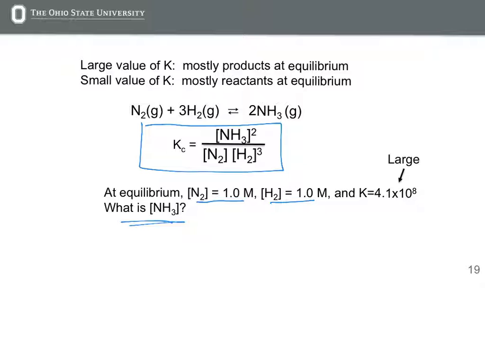And in order to solve that problem, you need to know what K is, and it's 4.1 times 10 to the 8 at whatever this temperature is. So this is a large value of K. Would you expect to have more reactants or products at equilibrium? Products. All right, so let's do the calculation. I'll have you work on that. Feel free to talk with your neighbor. We'll see what number we come up with.